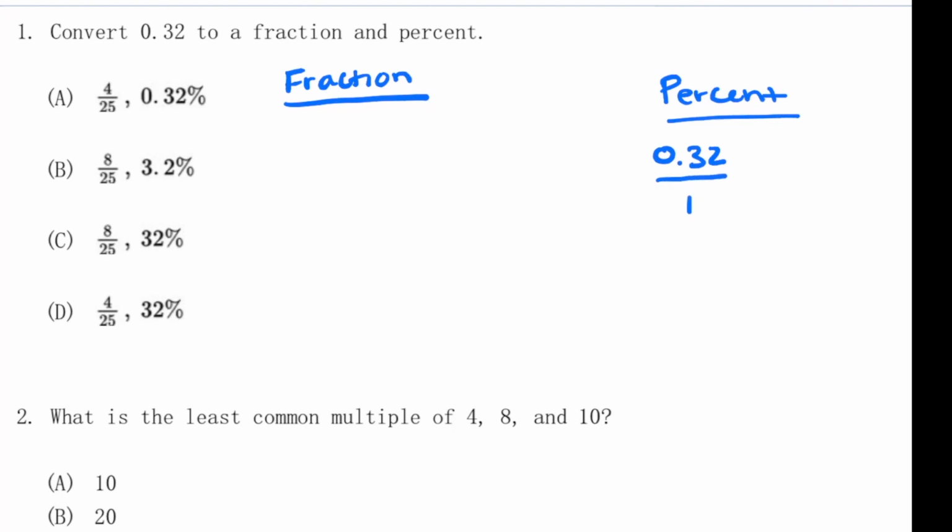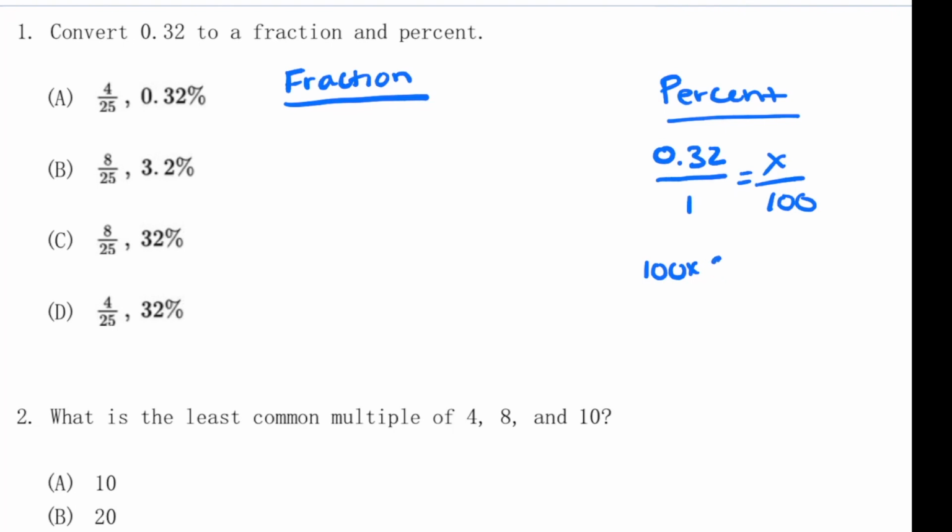And we're going to set this equal to x over 100 because 100% is 1. So we want to figure out what percentage 0.32 is of 100%.